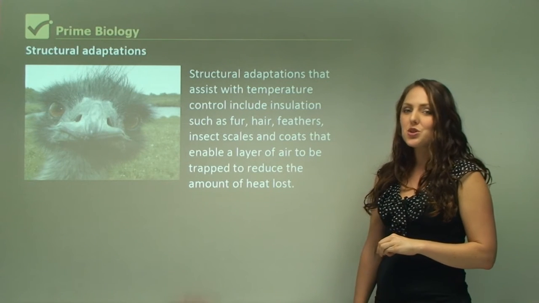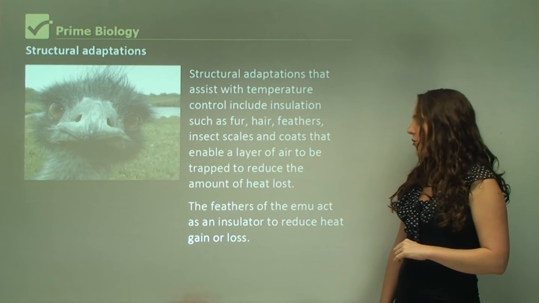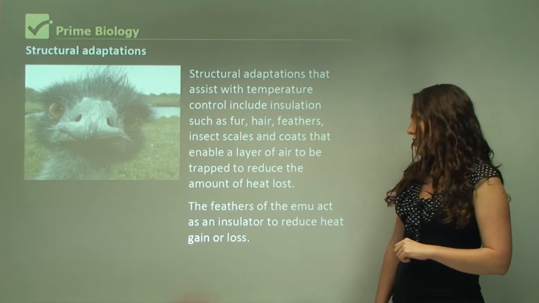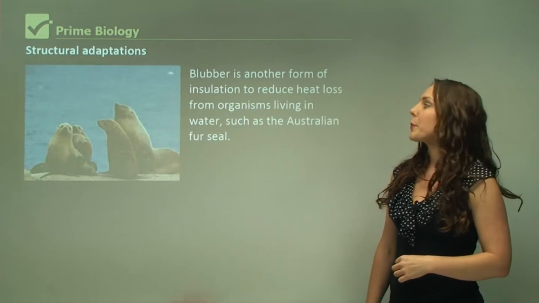Now, we've got feathers on birds, and insect scales and coats, that enable a layer of air to be trapped to reduce the amount of heat lost. The feathers of the emu act as an insulation to reduce heat gain or loss.